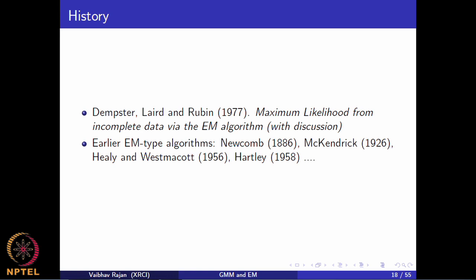EM as it is most commonly used now was proposed by Dempster, Laird and Rubin in their seminal paper, Maximum Likelihood from Incomplete Data via the EM Algorithm. This was in 1977, and even before that a lot of statisticians developed EM-like algorithms, but usually when we cite EM we cite the 1977 paper.